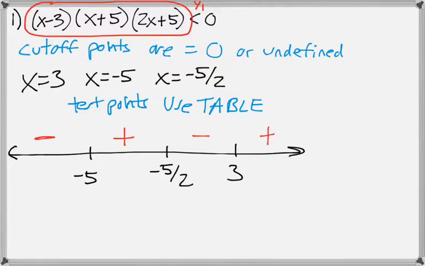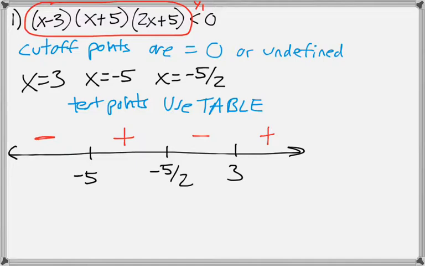You don't need to pick the exact numbers that I picked. If you wanted to pick 5 for this region, you would still get a positive number. If you wanted to pick 10 for that region, you would get a positive number. You just need to pick some number that's greater than 3 to figure out if this region is positive or negative. So now that we've identified the positive and negative regions, we need to decide which one we actually want.